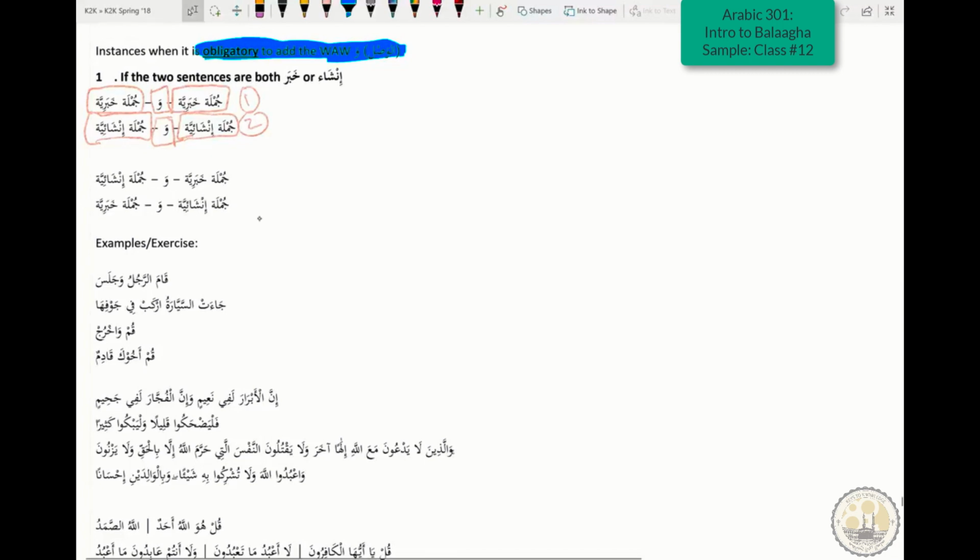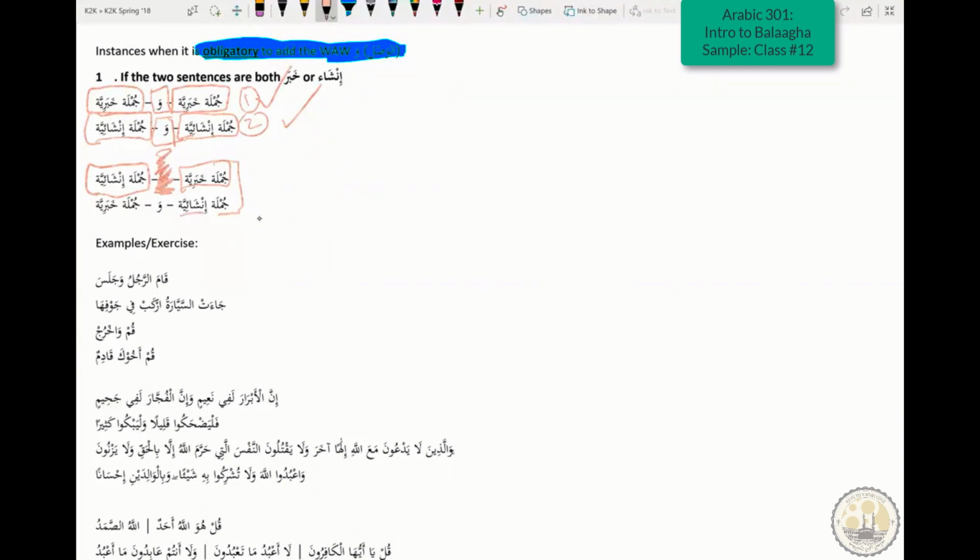طيب. So this is correct. This is the correct template. And this is the correct template. These are two correct templates where you have to add the waw. Now, what about these two sentences here? These two templates here. Sentence 1 is jumla khabariya, but sentence 2 is jumla insha'iyya. Is it obligatory to add the waw here? No. It is not obligatory to add the waw there.